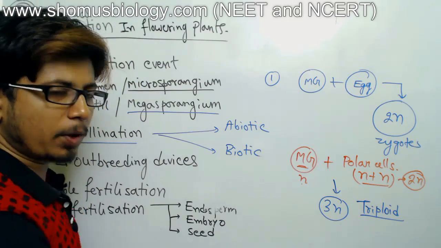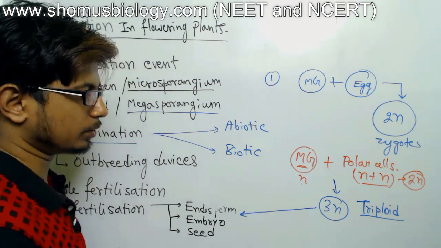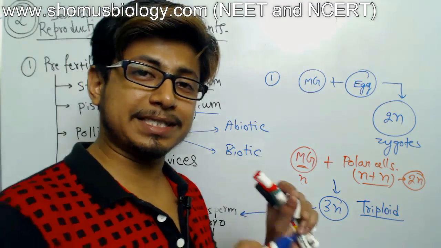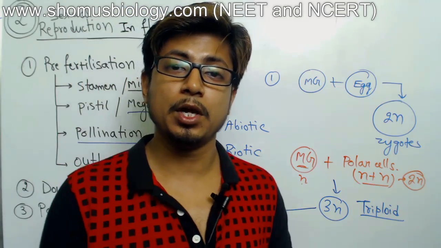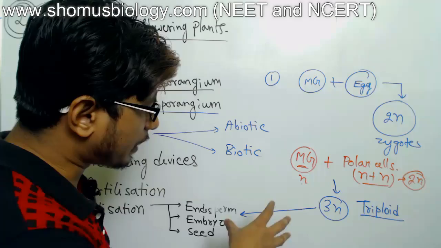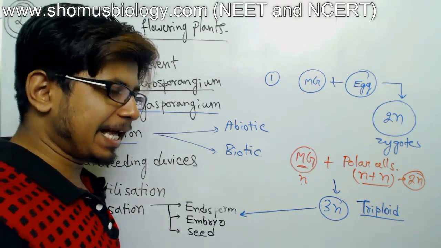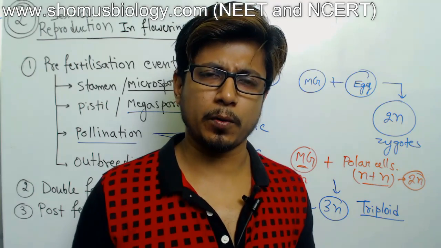Triploid cell, and this triploid cell is actually known as the endosperm. We know this triploid cell, or the endosperm, which is also known as the primary endosperm, is just produced right after the fertilization event. This primary endosperm is the nutrient source for the developing embryo.